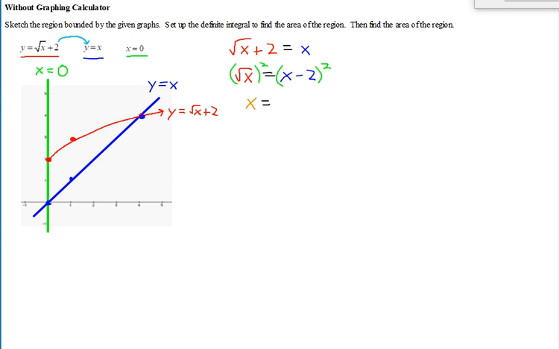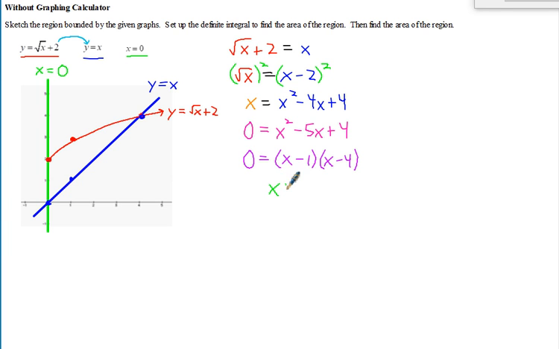And if we square this out, we get x times x, x squared. We'll have a negative 2x and another negative 2x, gives you negative 4x. Negative 2 times negative 2 is positive 4. And then if you subtract the x over, you get one side equal to 0. You get x squared minus 5x plus 4. And then you can see that the factors of 4 that have to add to negative 5 would be negative 1 and negative 4. They multiply to be positive 4 and add to be negative 5. So it looks like we actually have two different answers for our x coordinates where they intersect: x equals 1 and x equals 4.